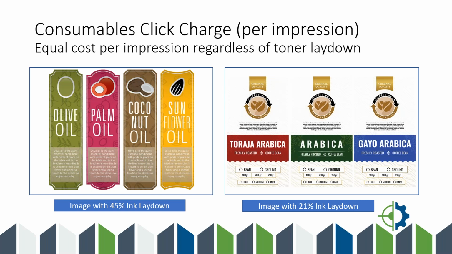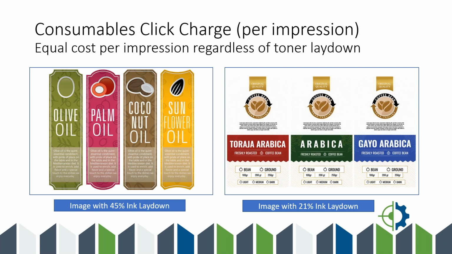So to give you an example of a click charge, as I was describing earlier, two print impressions here. On the left, you're at 45% ink laydown given the square inches on the sheet or the web. On the other side, you're at 21%, so less than half the ink usage on the right side as the left. With a click charge, these would basically cost the same. Whereas with inkjet, you're going to have a lower cost on the right side than on the left. This is just in general.